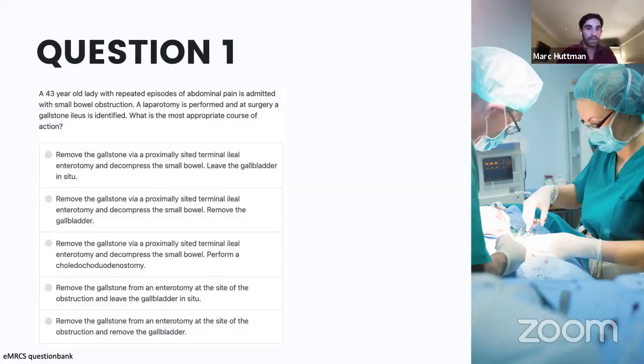So question 1: a 43-year-old lady with repeated episodes of abdominal pain is admitted with small bowel obstruction. A laparotomy is performed, and at surgery, a gallstone ileus is identified. What's the most appropriate course of action? So I'll give you 30 seconds to think about that and read the answers. And if you don't know what a gallstone ileus is, great, you're about to learn.